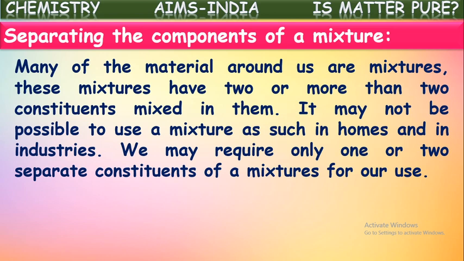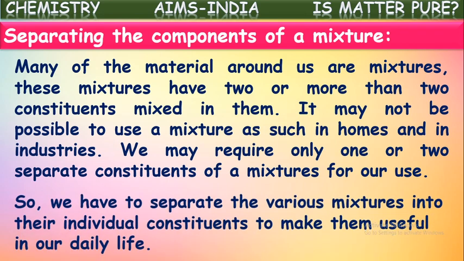It may not be possible to use a mixture as such in homes and in industries. Those materials may not be used directly, so the components should be separated. We may require only one or two separate constituents of a mixture for our use. So we have to separate the various mixtures into their individual constituents to make them useful in our daily life.